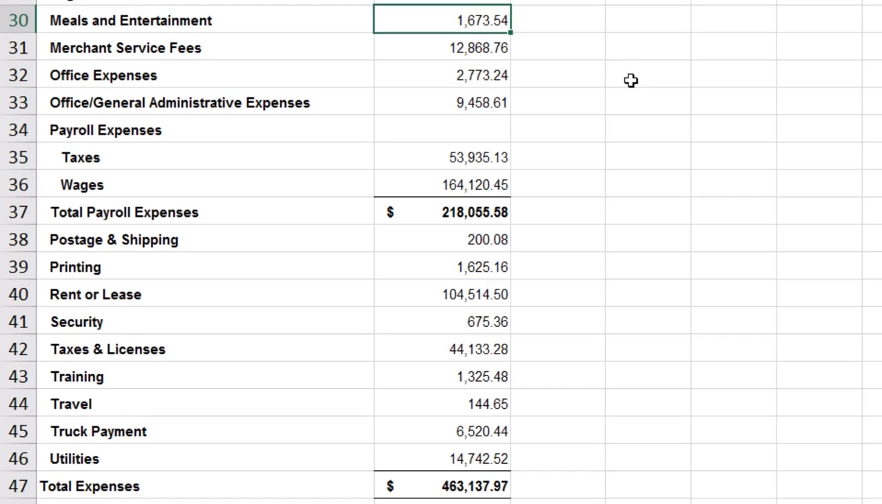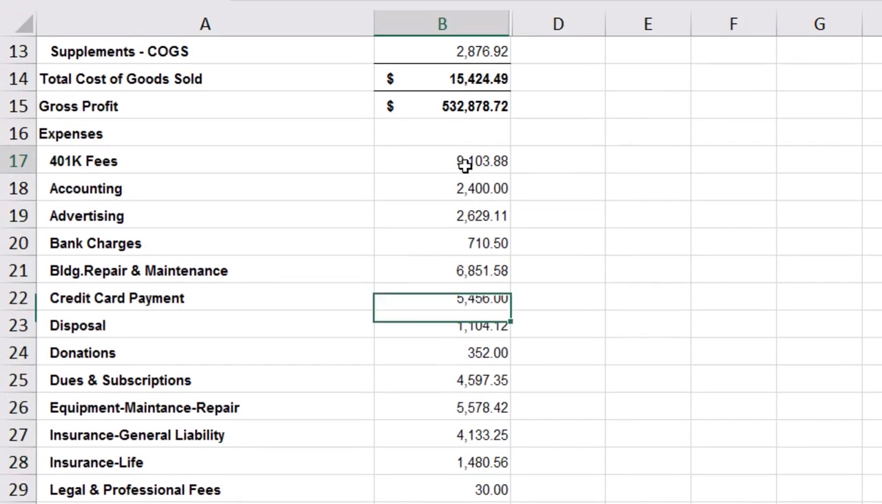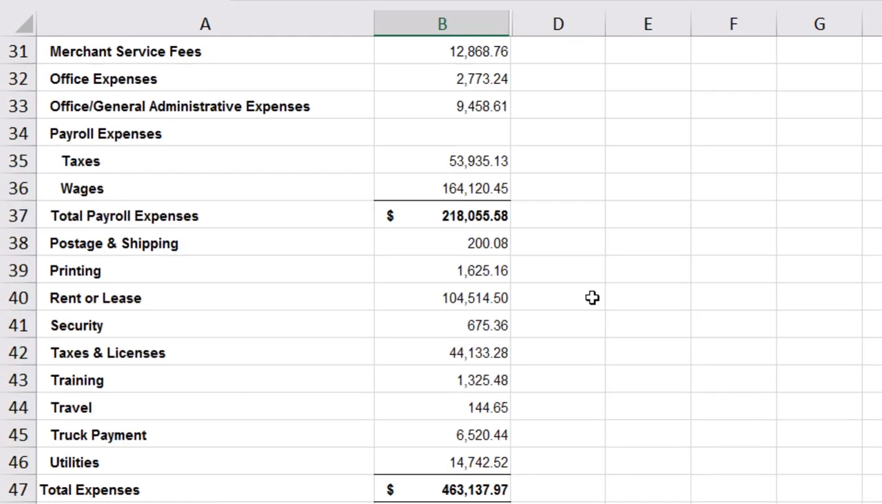Then we have health insurance, $1,480. It's included, so I've got to take it out. Under other, I have 401k fees, which is for the owner's benefit, which is why we've already put it on our worksheet. So I've got to take that out.